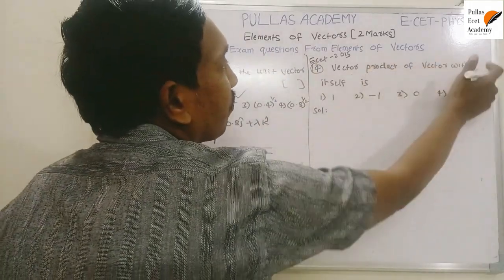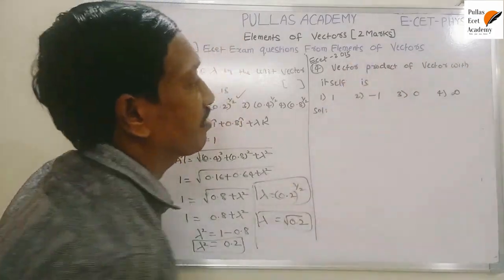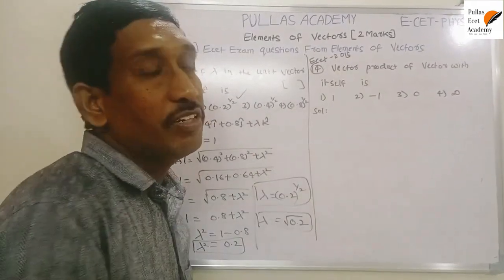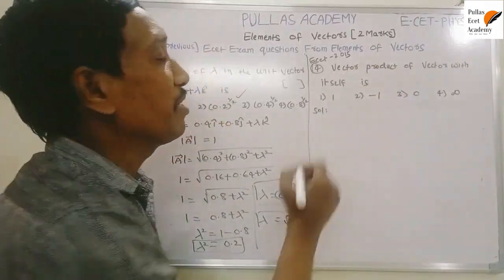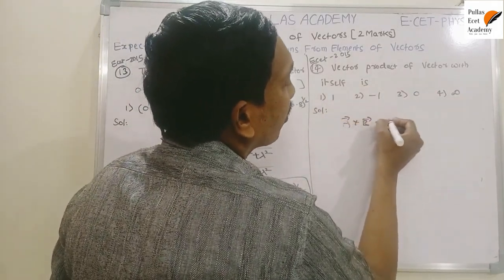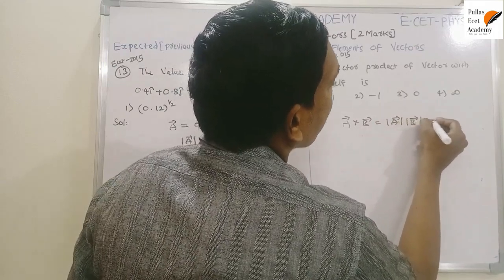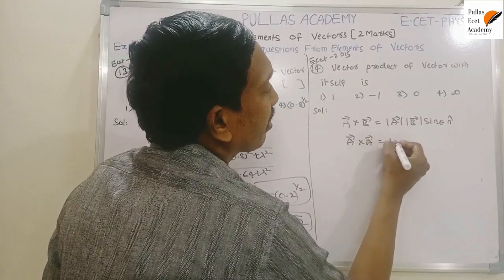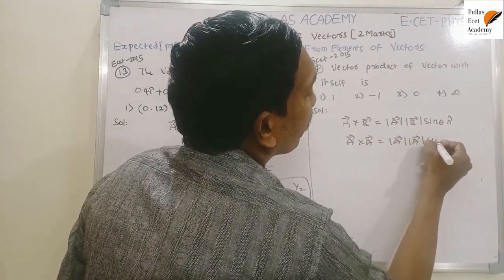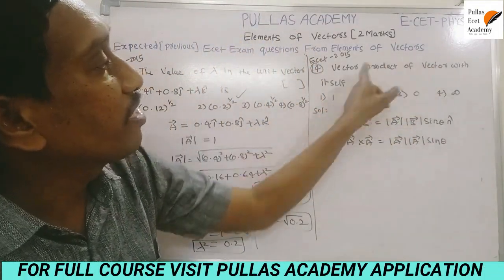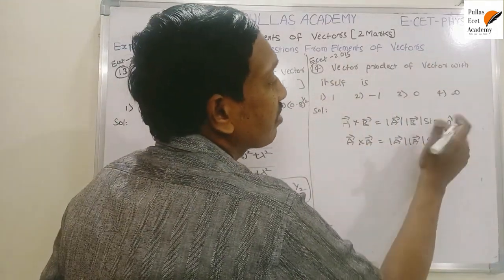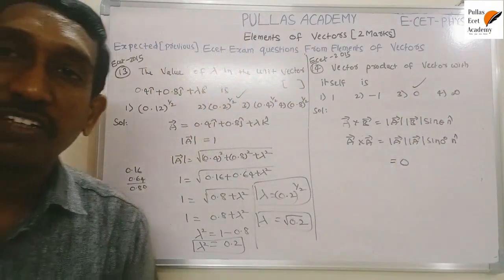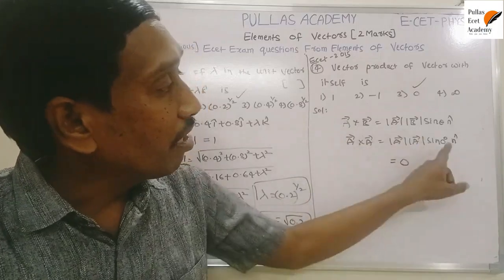The next question: vector product of a vector with itself is. Did you understand the question? Here the vector product of one vector by itself. The actual vector product a bar cross b bar, according to the definition, is modulus a bar into modulus b bar into sin theta into n. So a bar cross a bar means modulus a bar into modulus a bar into sin theta into n cap. What is the angle between the same vectors? Always the angle between the same vectors is 0 degree. That means sin 0 into n cap. Sin 0 is 0, and 0 into anything is 0. So 0 is the correct answer. One vector is always parallel to itself, and if they are parallel, the angle is 0 degree. That's why you get 0.